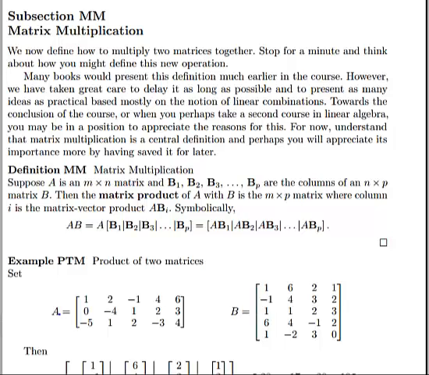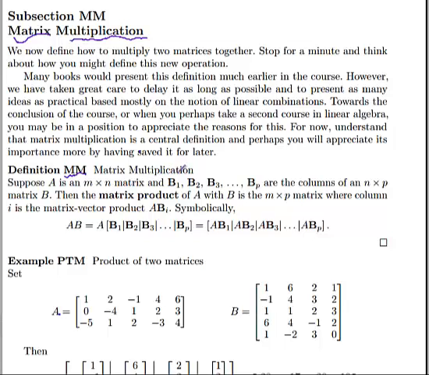Okay, so we've talked about multiplication of matrices with vectors. Now we're going to talk about multiplication of matrices with matrices. And this is what we call full-blown matrix multiplication. So let's go on to the definition.